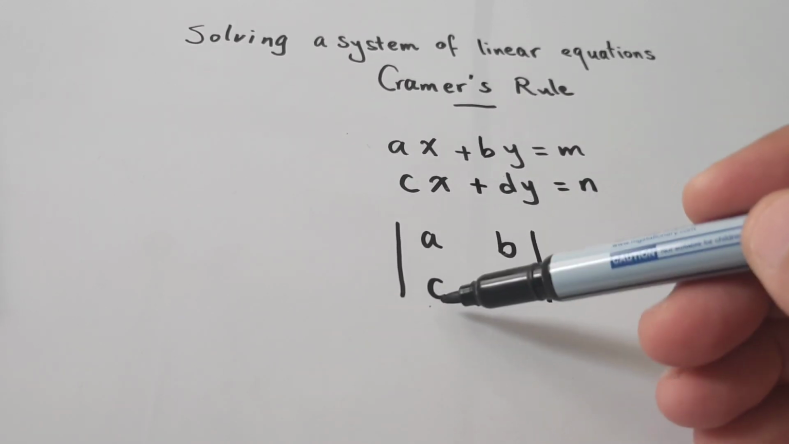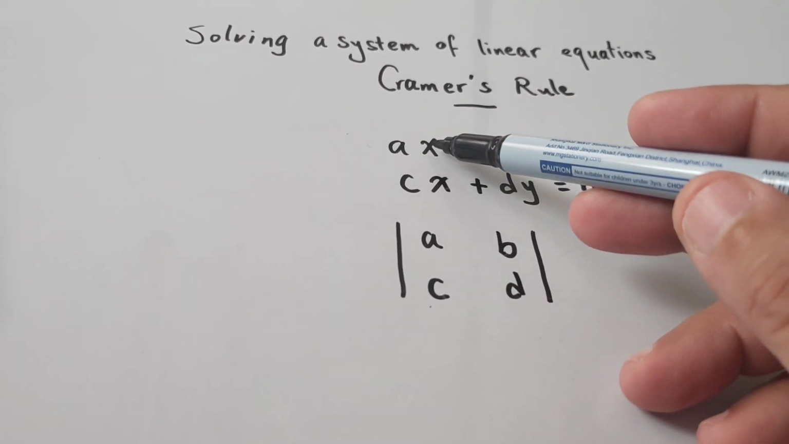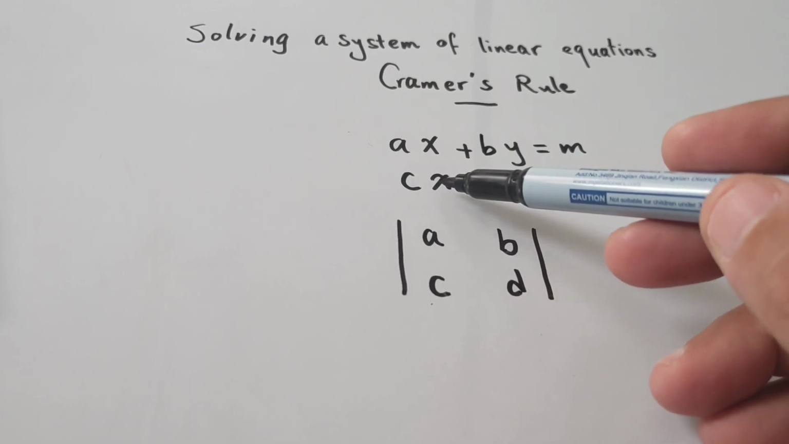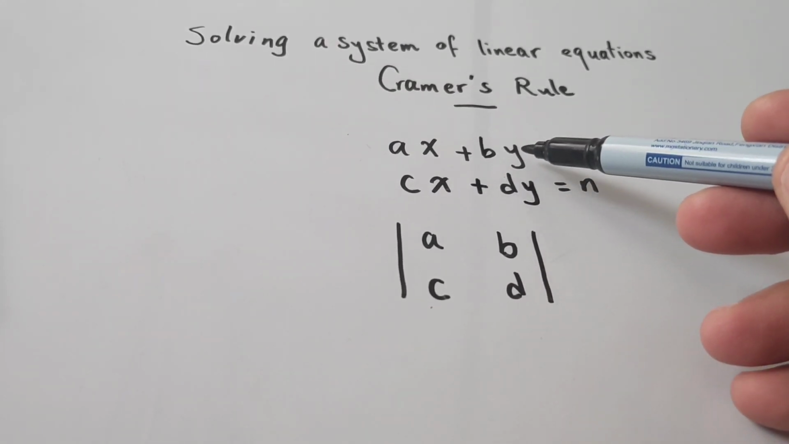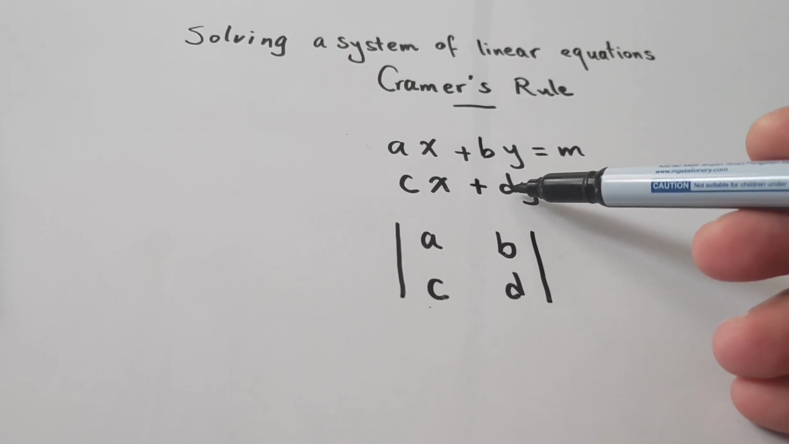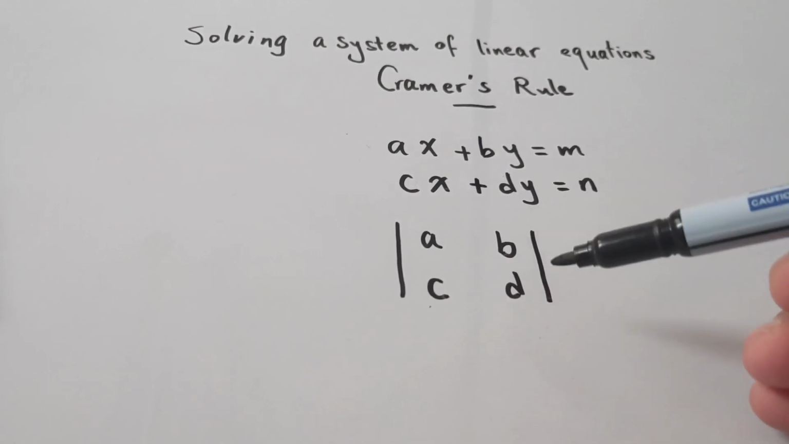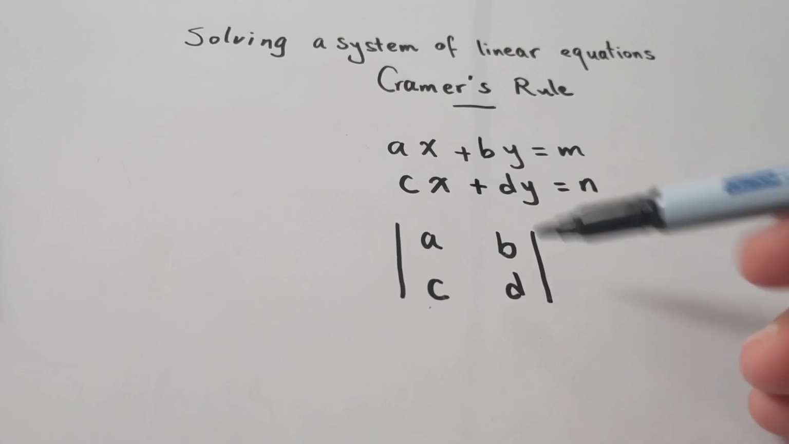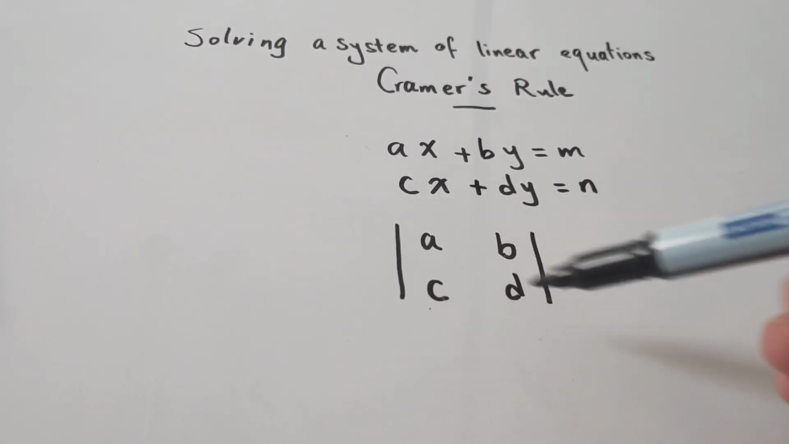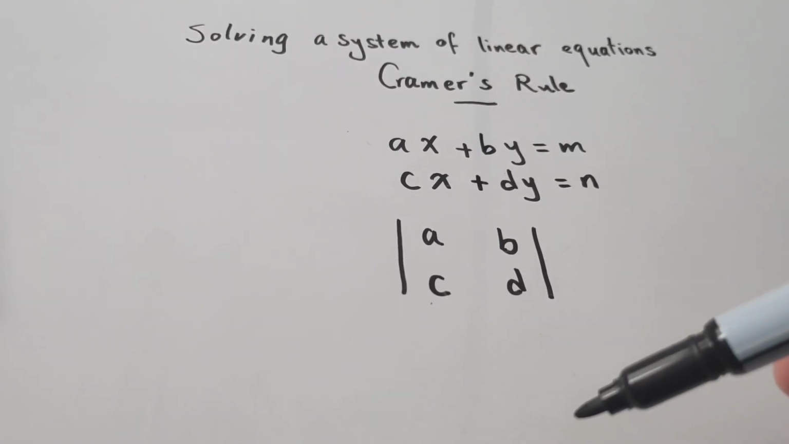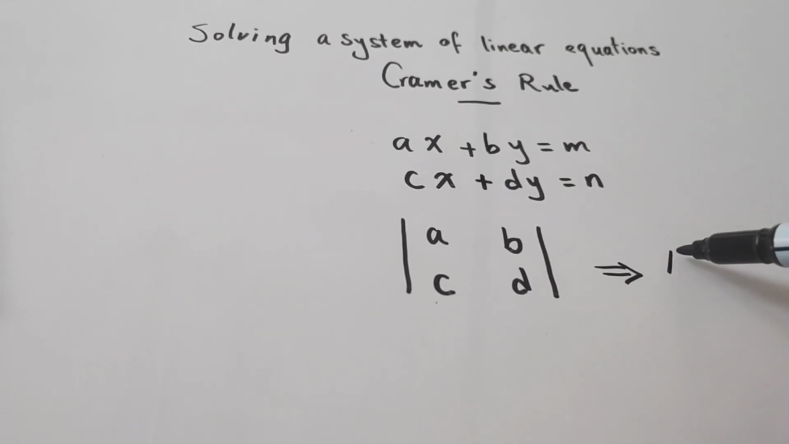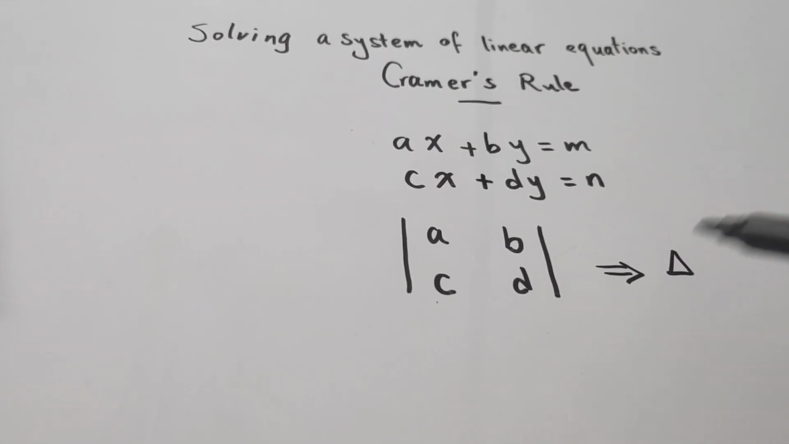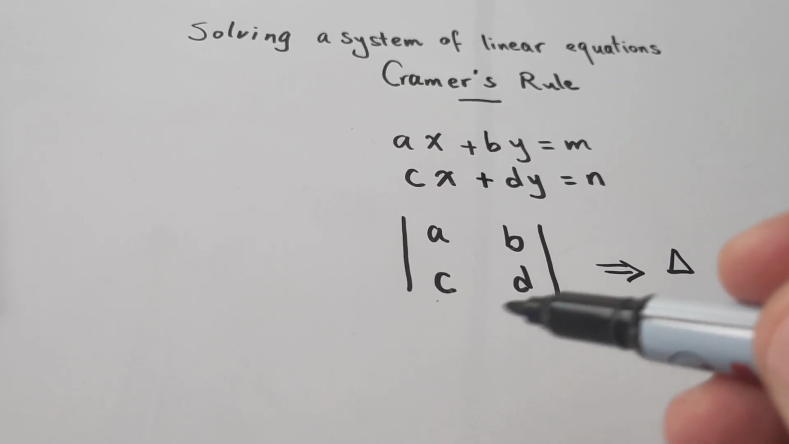The first column is the coefficient of x in the first equation and the coefficient of x in the second equation. In the second column, b is the coefficient of y in the first equation, d is the coefficient of y in the second equation. This is called the determinant of the coefficients, denoted by delta. This small triangle is called delta.